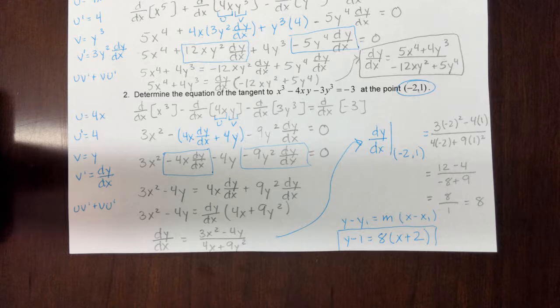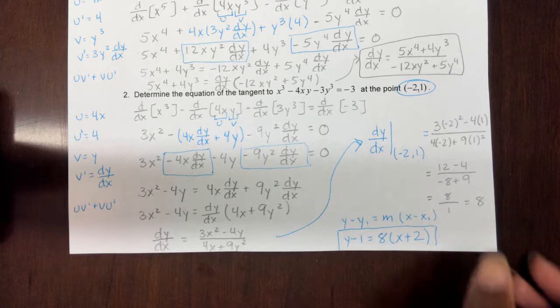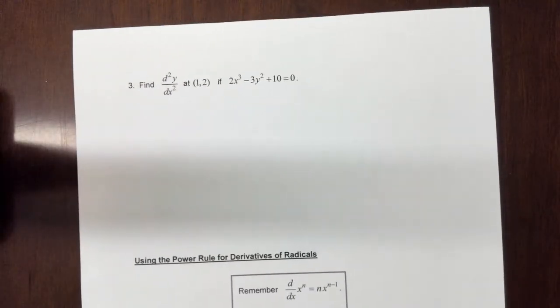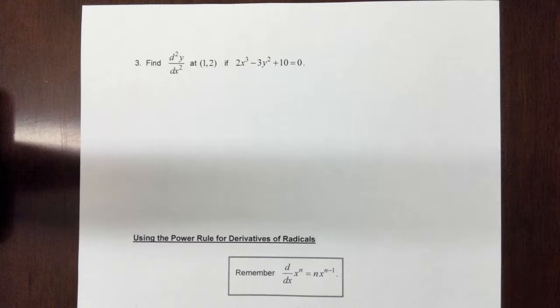And that is the equation of the tangent to x cubed minus 4xy minus 3y cubed equals negative 3 at the point negative 2, 1. So let's now flip over to the next side. For number 3, it wants us to find the second derivative of the equation 2x cubed minus 3y squared plus 10 equals 0 at the point 1, 2.